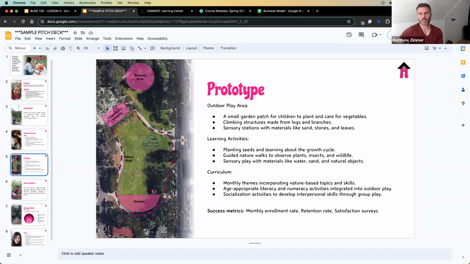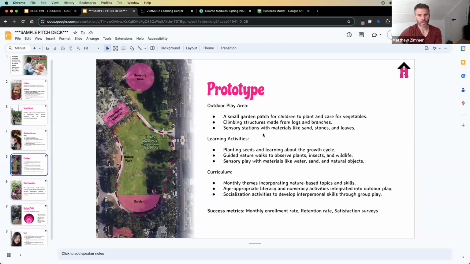Well, where's your business going? What are you trying to do? How are you trying to grow your business? If you're an auto mechanic and you're trying to take on a new line of service, how do you prototype whether or not you're able to take on that new line of service? So that's what we want to put into our prototype slide.